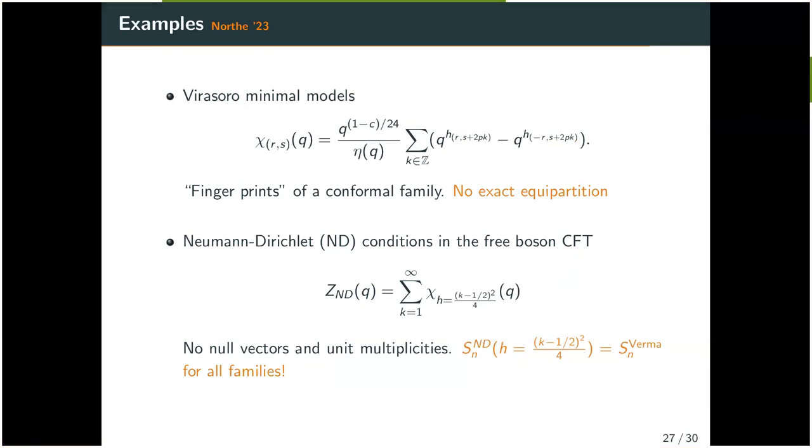So you can do this for minimal models. There the characters look terrible. If you compare different families, they won't ever look the same. It's not a surprise. For a free boson, there is a Neumann-Dirichlet boundary condition. So you take a Neumann boundary condition on one disk and a Dirichlet boundary condition on the other disk. It turns out that these things all have Virasoro characters. So it's a CFT, but none of them has a null vector. So for two different conformal dimensions, you can ask, what is the information count? They're all going to look the same because they have no null vectors. They just look identical. That's what I call Verma, because it's just a Verma module. There are no null vectors.